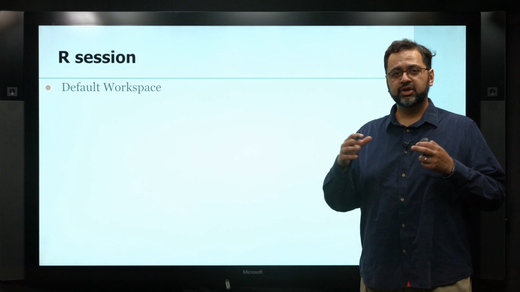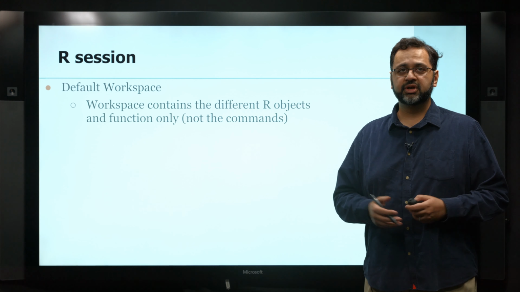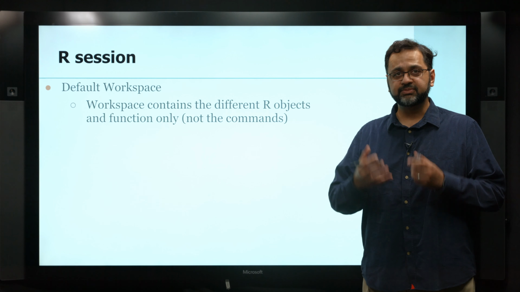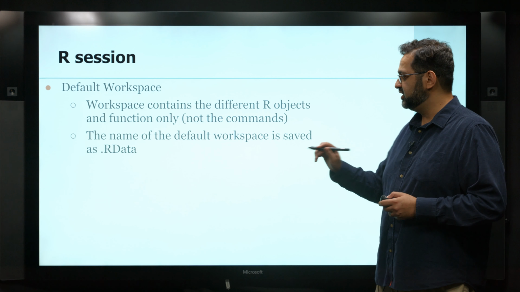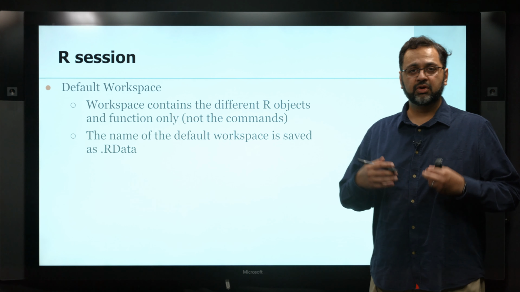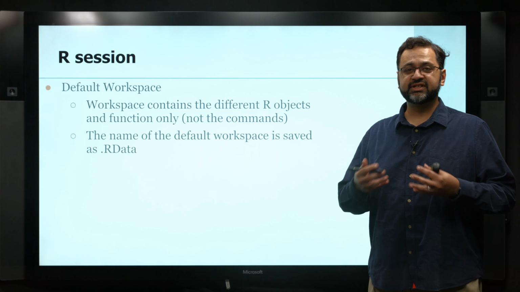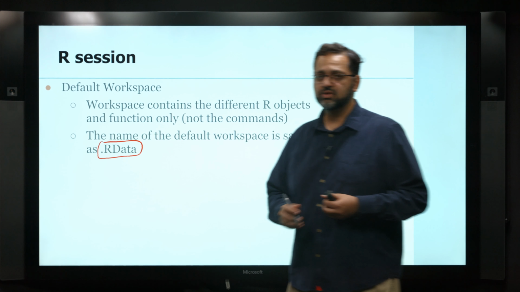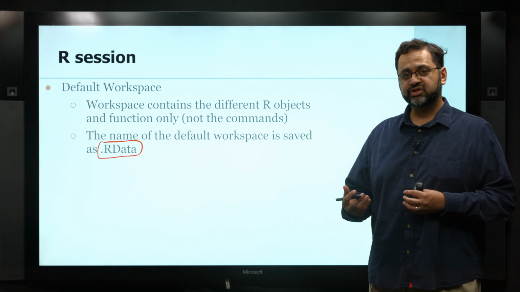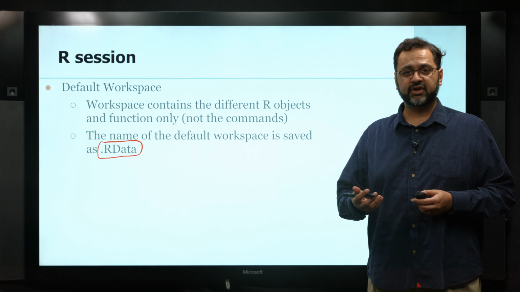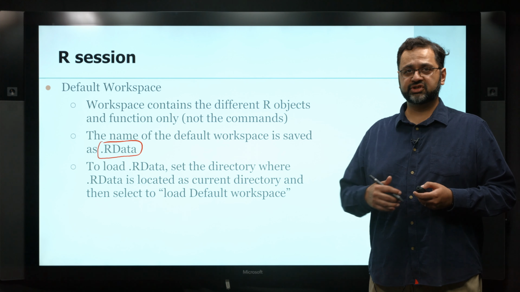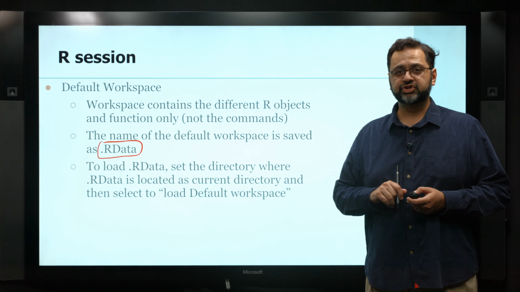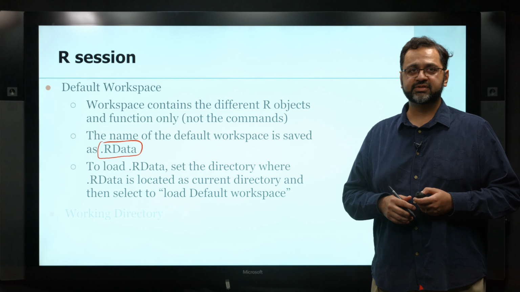A workspace is where your variables and your functions are stored. Not the actual commands that you'll be saving in the history or the editor, but the actual functions and objects that are there. The name of the default workspace, meaning if you don't give it a name, would be simply .RData. When you're first saving your environment and you go into that directory later on, you will see that there's a .RData file. To load this .RData file, you can just use the load function, or there are pull-down menu options in RStudio that say load default workspace.